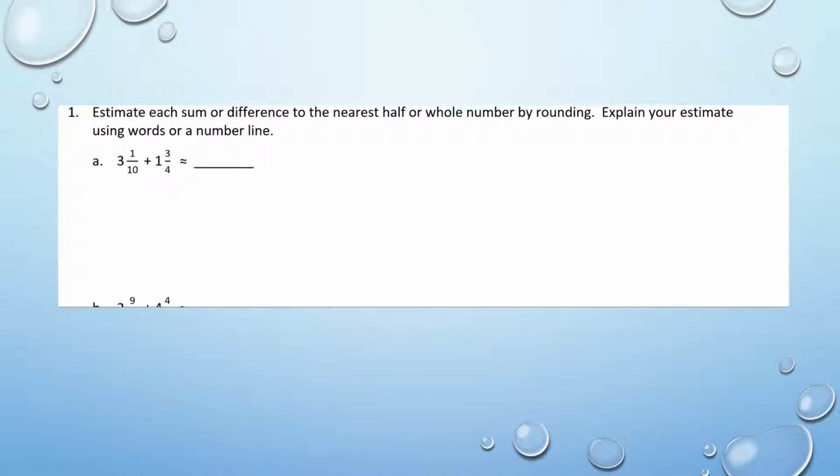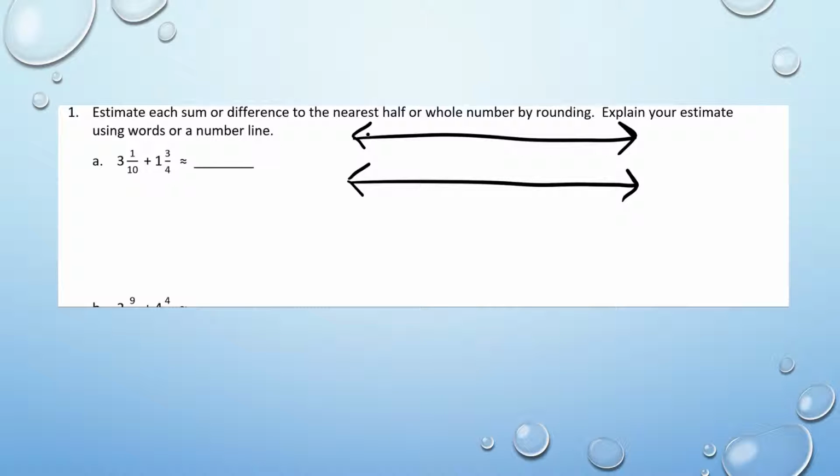So if we look at 3 1/10 plus 1 3/4, the first thing we would do is draw two number lines, one for each fraction. And we have to figure out our benchmark numbers. So that's our whole numbers and what the halfway fraction would be. So if we look at 3 1/10 first, the whole numbers that 3 1/10 is between are 3 and 4. And our denominator is 10. So we're trying to find our halfway fraction in tenths. And so if we do 10 divided by 2, it's 5. So our halfway fraction is 5/10.